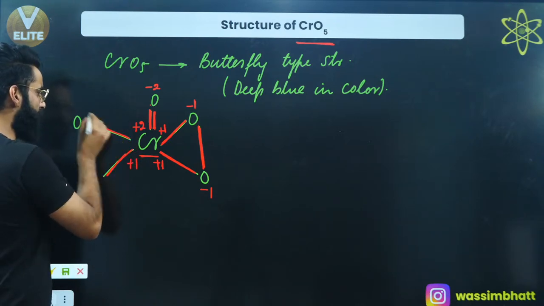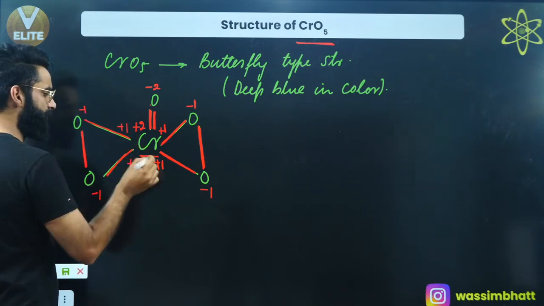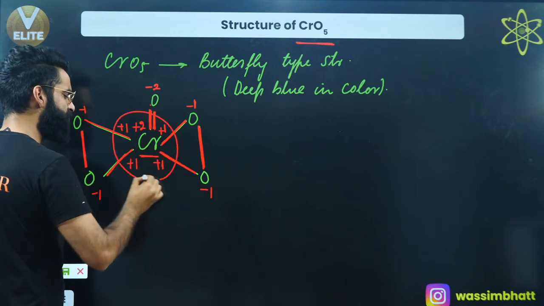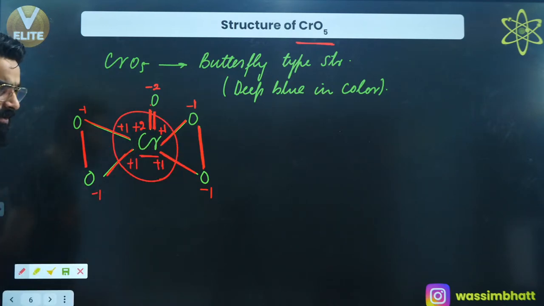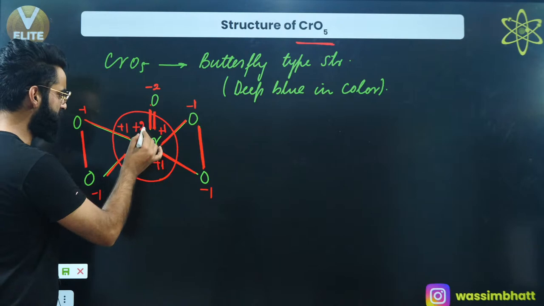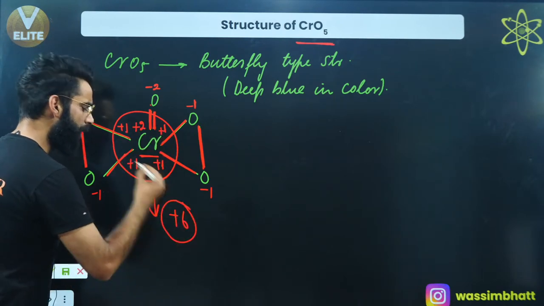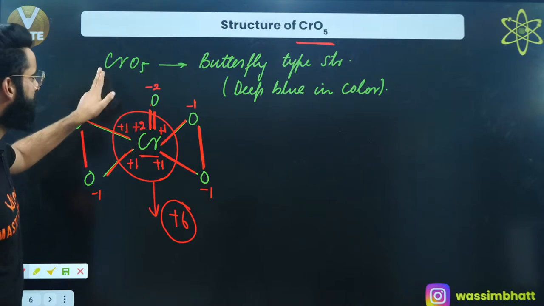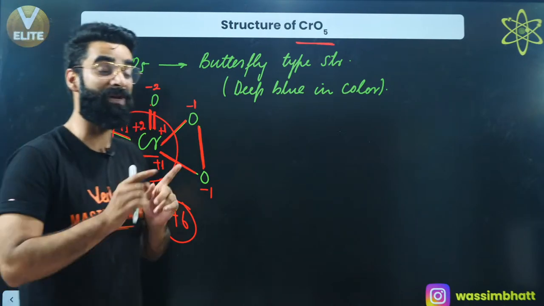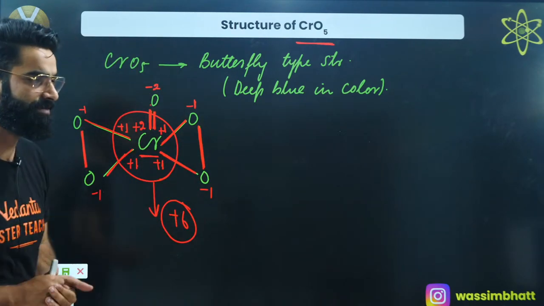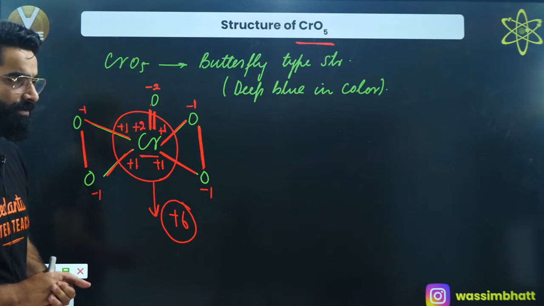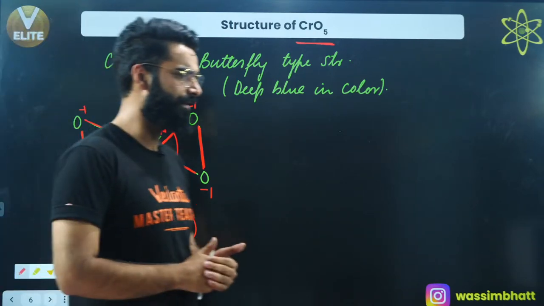Similarly, for this bond, this is going to be minus 1 and this is going to be plus 1. If I ask you what is the net charge present on this chromium right here, the net charge on the chromium is going to be 2, 3, 4, 5, 6. So plus 6 is the actual oxidation state of chromium in CrO5. It is not plus 10, it is actually plus 6, right? Okay. So you can let me know in the chat if it is clear to everyone.